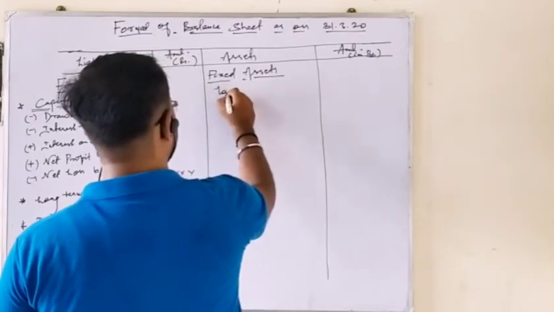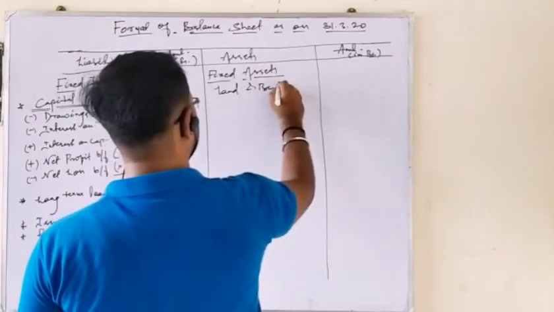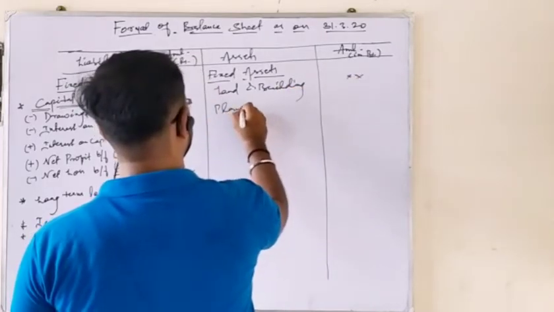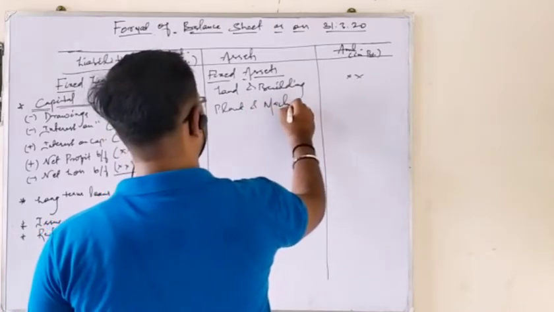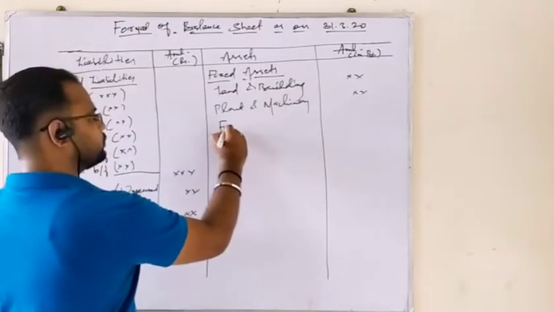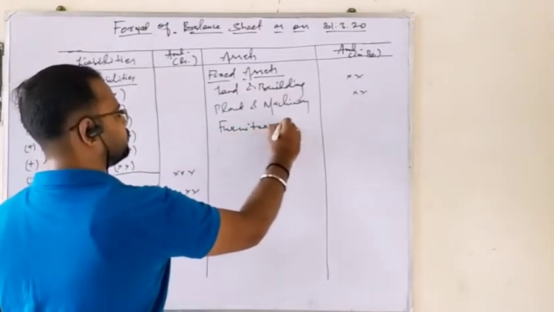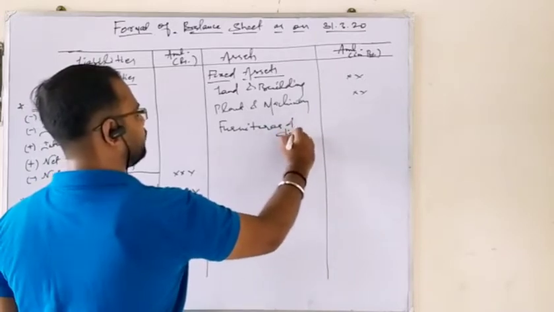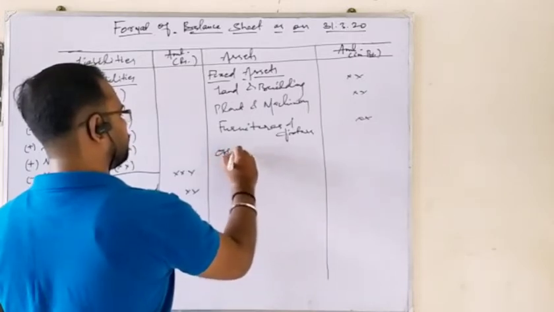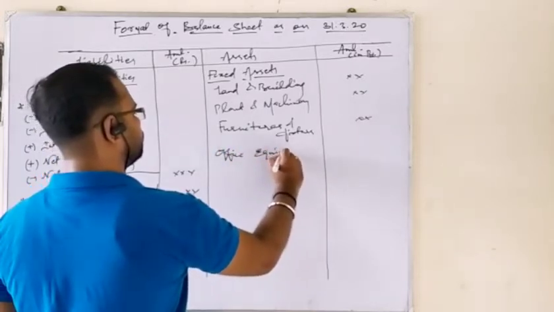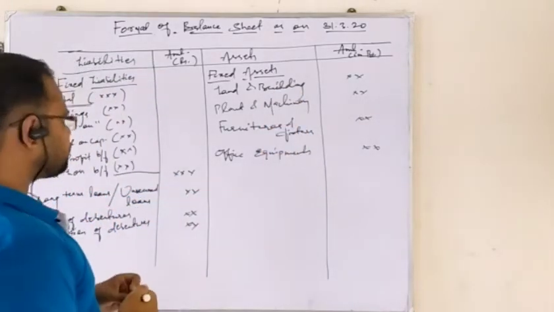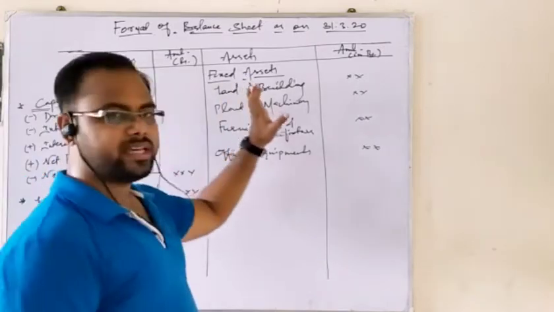like land and building, plant and machinery, then you have furniture and fixtures, office equipments. These are all the fixed assets. Okay, so here it is fixed liabilities, here it is fixed assets.